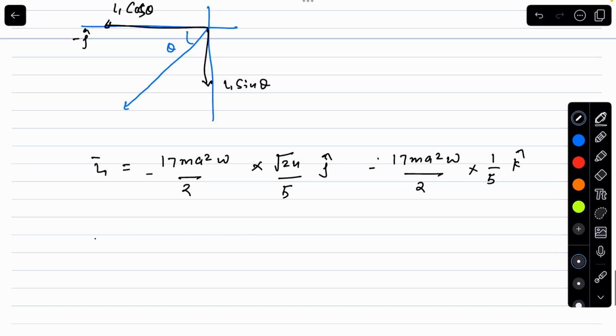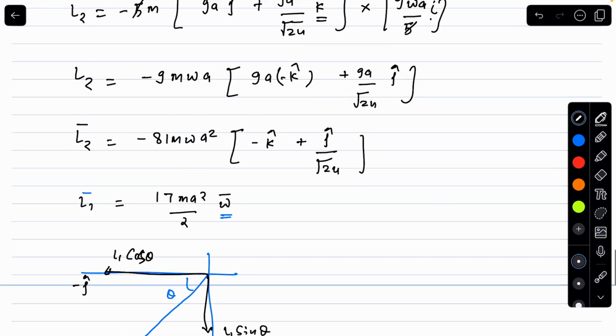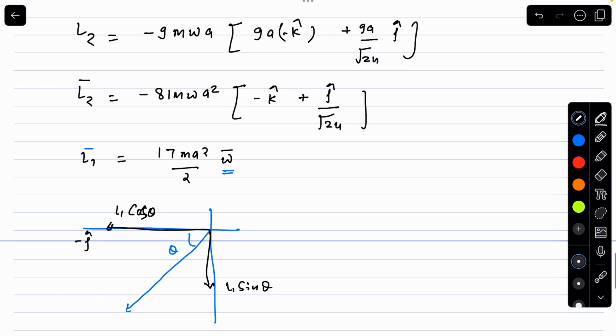So let me simplify the L1 vector. We are getting 17 m a square omega by 10 multiplied by root 24 minus j cap, and minus 17 m a square omega by 10 k cap. Okay, so this is the L1 vector. The L2 vector we got here. Let's add both of them.